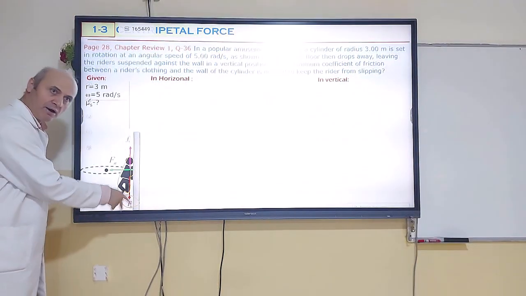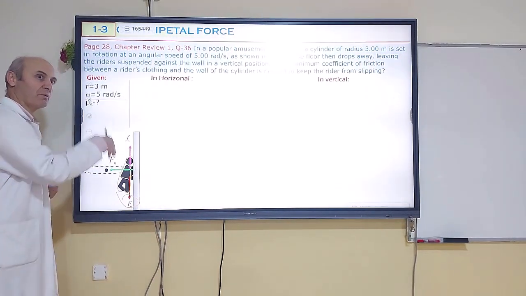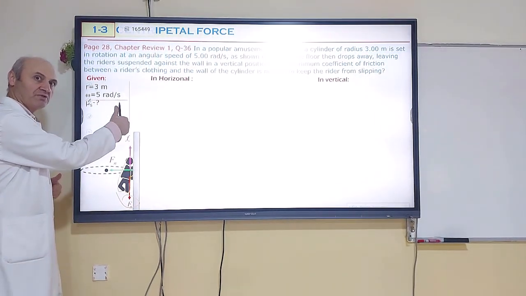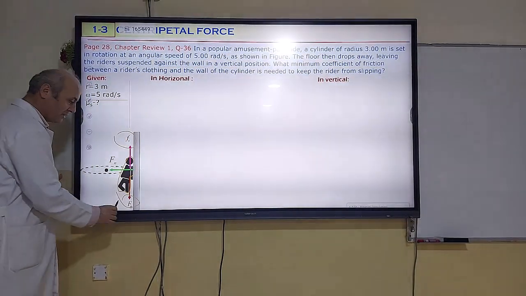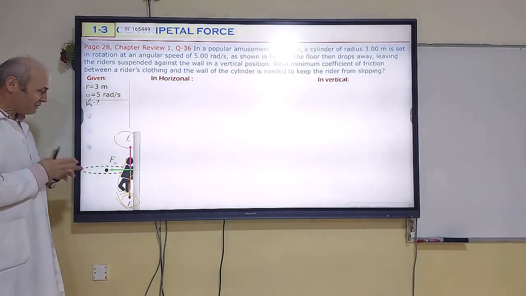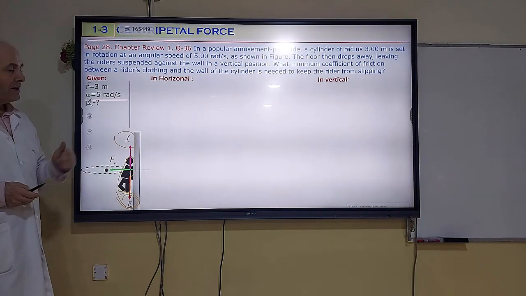There are 2 options, you can go down or up, but it is in the opposite direction of the tendency to skid. In whichever direction it tends to skid, the static friction force is going to be in the opposite direction. So then, static friction force blocks gravitational force and keeps the rider at rest in the vertical.